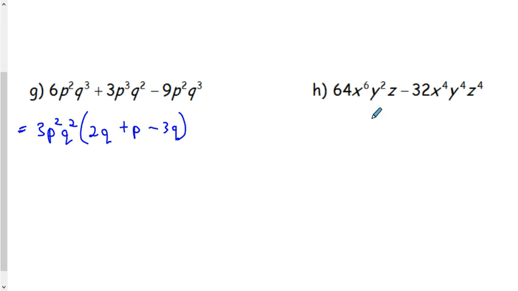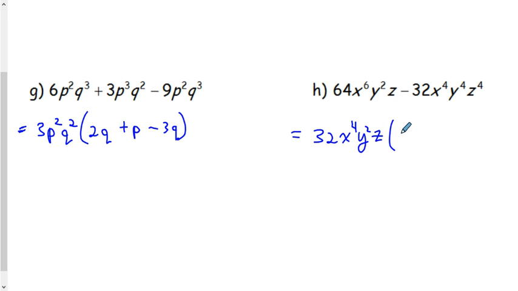Okay, H, here we go. This one only has 2 terms, but gosh, they're long. Look at each of these terms. They all have X's, Y's, and Z's in them. Well, 64 and 32, I can factor a 32 out of both of those. For the X's, they both have at least an X to the 4. They both have at least a Y squared. And they both have at least a single Z.